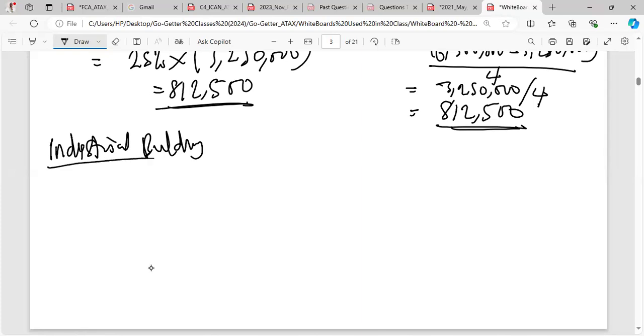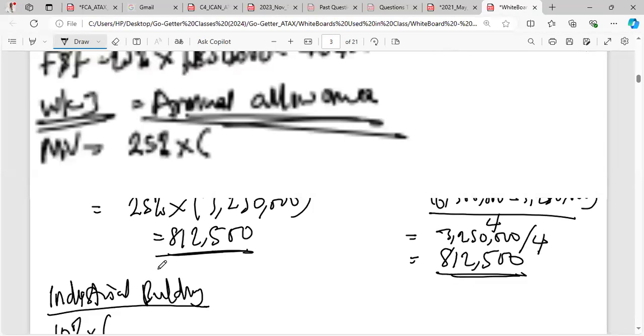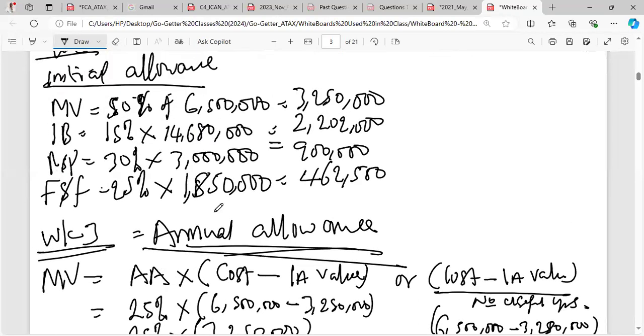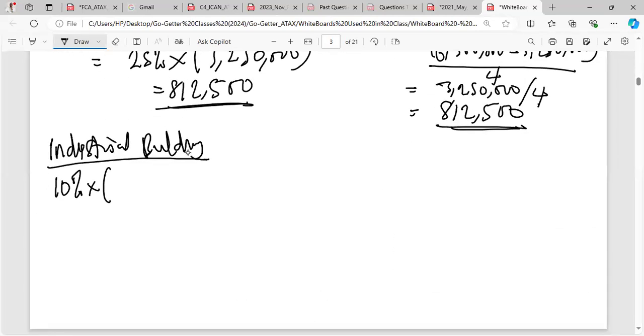So this is industrial building. Industrial building happens to be 10% multiplied by what's the cost? The cost here is 14,680,000. Then the initial allowance is 2,202,000.